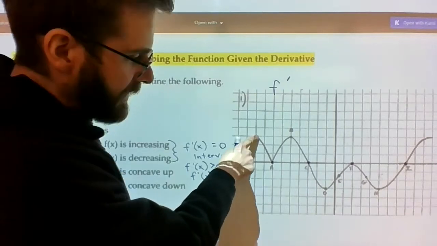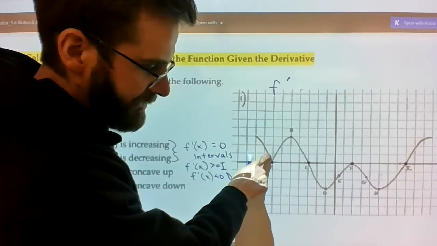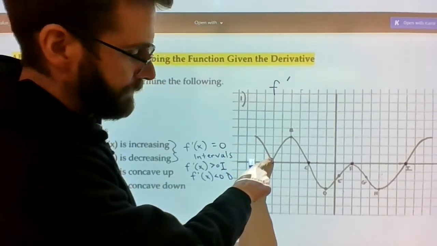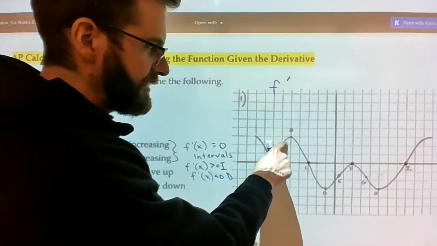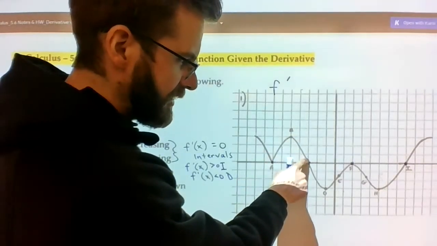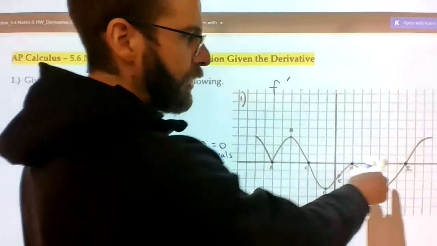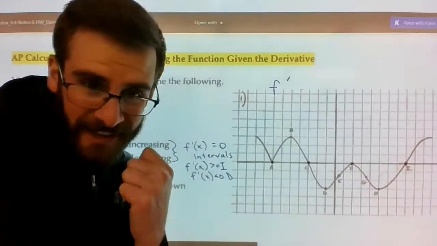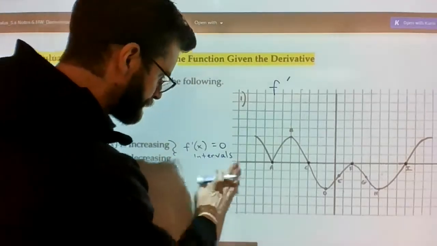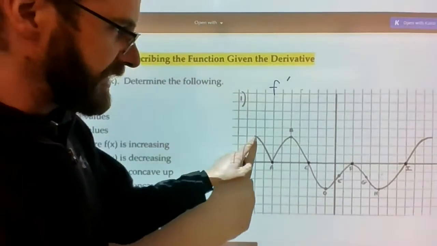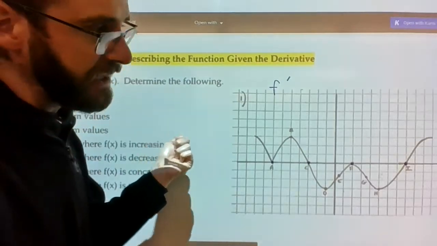So the function is increasing, increasing, stops for a moment, then increasing again. And then over here it picks back up, increasing. So the intervals of increasing for this function, and we're just going to pretend like this continues on to negative infinity and that this continues on to positive infinity.